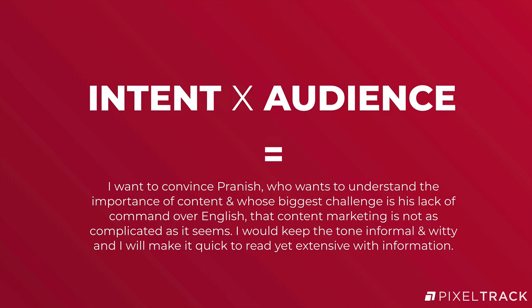The moment you write it out like this, you understand. Now, what I need to be writing about is the importance of content and how lack of command over English shouldn't be a problem and how you can improve it. I'm getting all of these ideas right now just by writing this out. And the tone and pace in which I should be writing automatically comes because I know who I'm talking to. So when you identify an audience, just pick one audience and stick to it, as though I'm writing this to Pranesh himself.